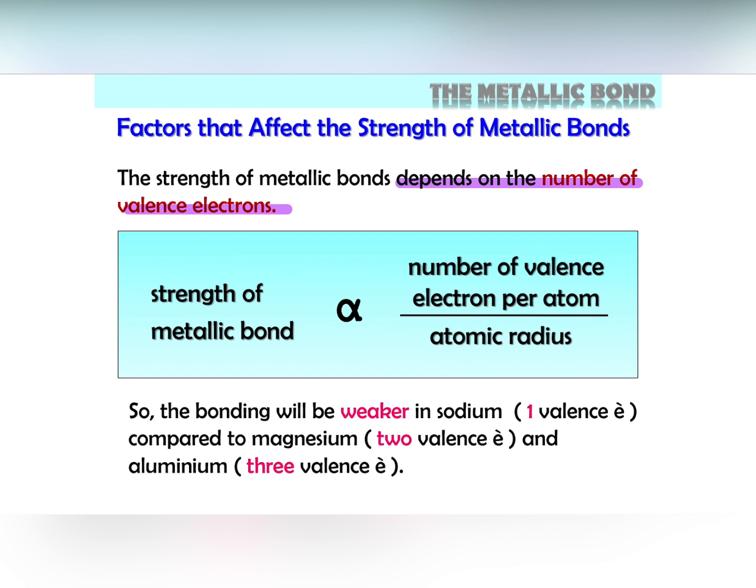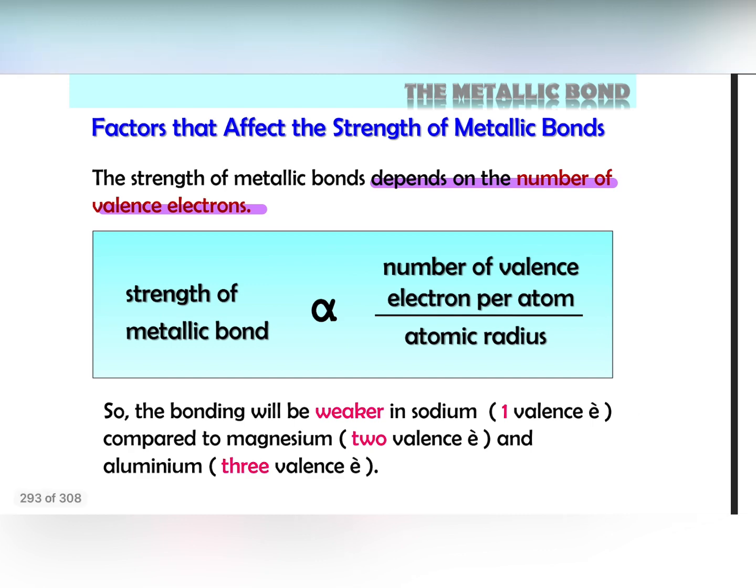Okay, so ini dia punya relationship. So make sure you highlight this, strength of metallic bond is directly proportional to the number of valence electrons per atom. Okay, so the bonding will be weaker, let's say in sodium, because it only has one valence electron, compared to magnesium. Magnesium in group 2 has 2 valence electrons, and aluminium will be stronger because it has 3 valence electrons. Okay, so strength is related to the number of valence electrons per atom.